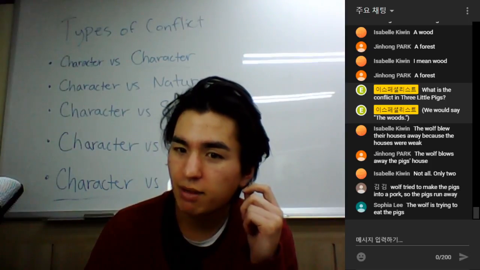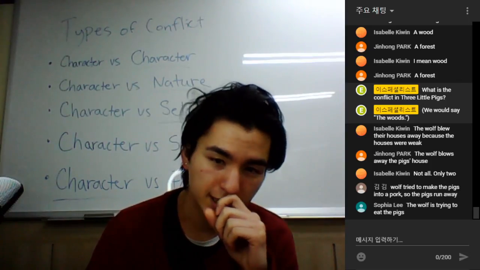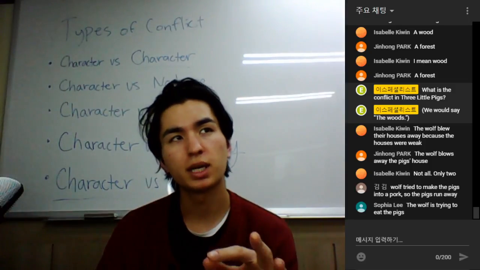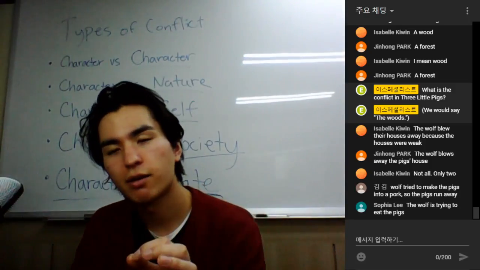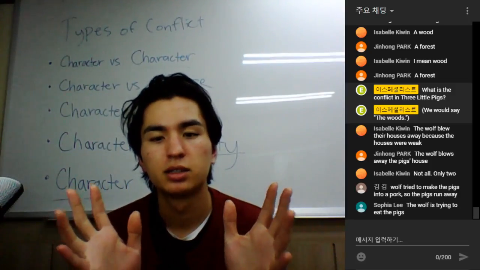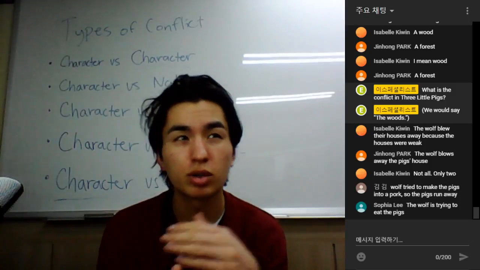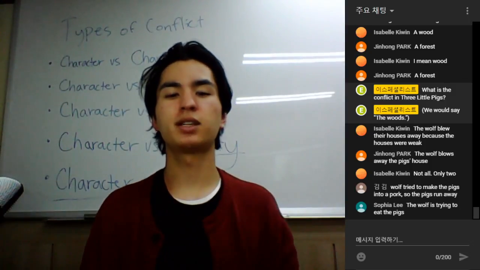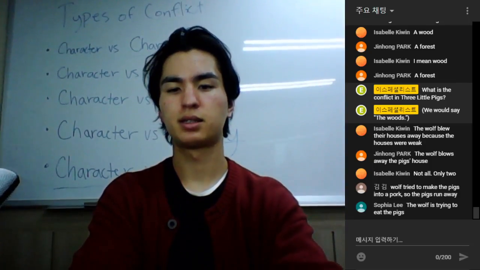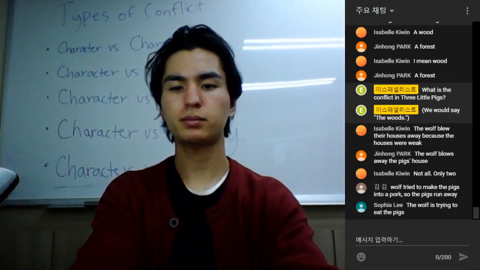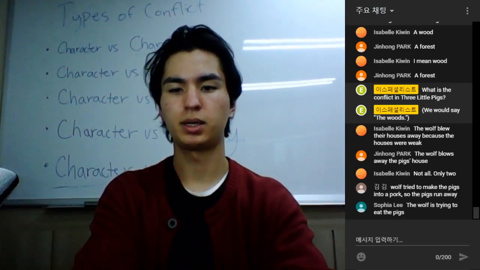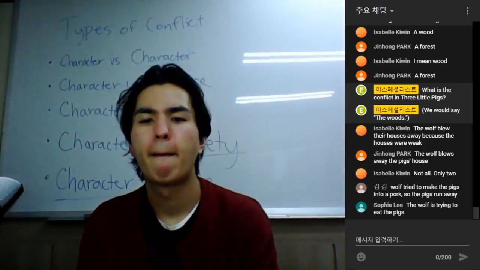Now, in the plot events, we have some of these other things that happen. Some other things that you said. So, the wolf is trying to eat the pig. This is the major conflict in the story. But we have some smaller conflicts on the inside to stop the wolf from eating the pigs, or trying to make that progress. We call those plot events. Okay, what are the plot events in Three Little Pigs?